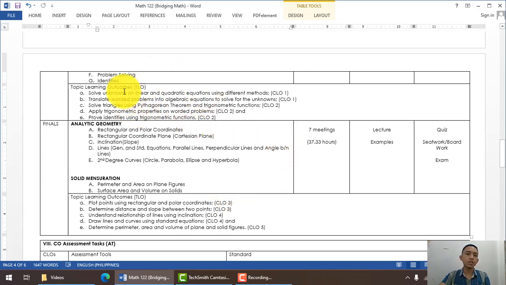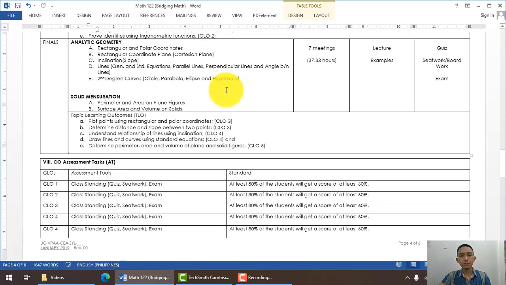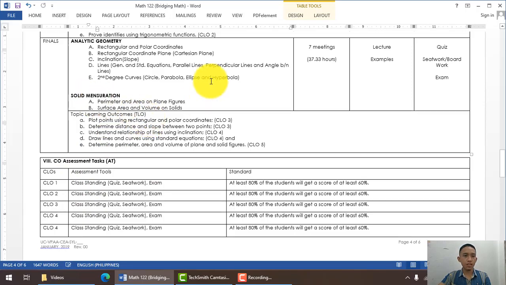Of course, that will be based on your topic learning outcomes. If you are able to show us these outcomes, then it means that you are ready, or you understand the discussion. That is how we will grade you, based on your topic learning outcomes.